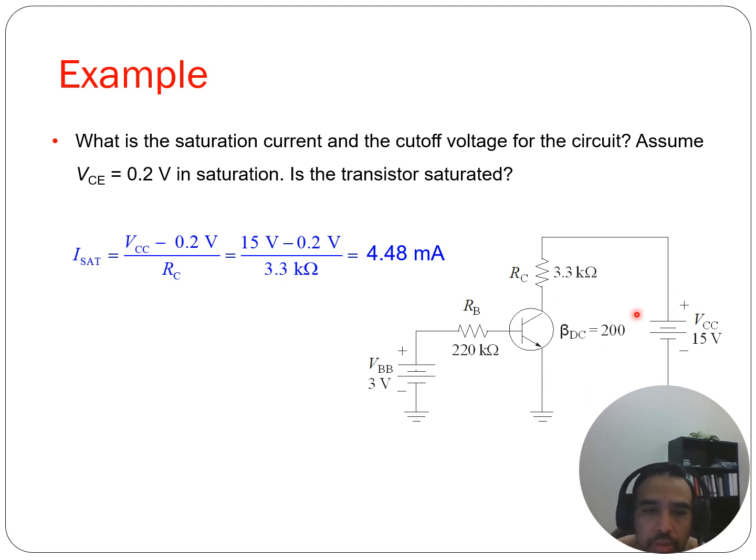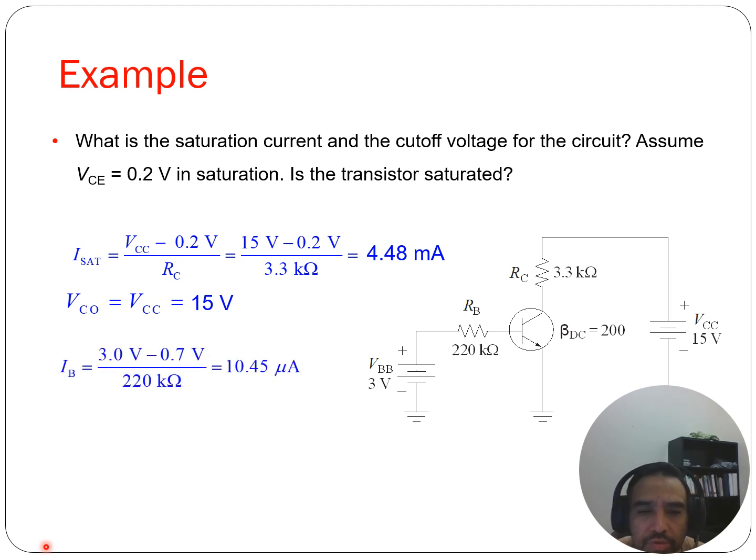Anyway, saturation current is going to be according to this specific component and this specific transistor beta. The beta for this transistor is 200. It's going to be 4.48 milliamps. That's the saturation current, or the current at saturation. VCO, which is the output, should be VCC, which is 15 volts, right? Because in this case we have no input signal.